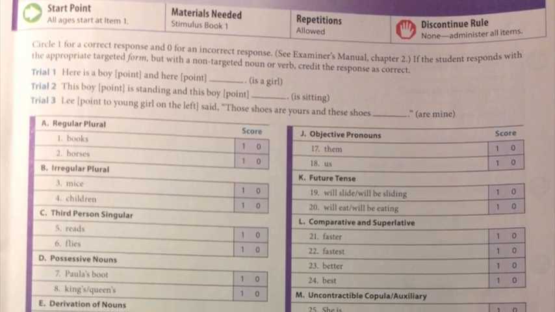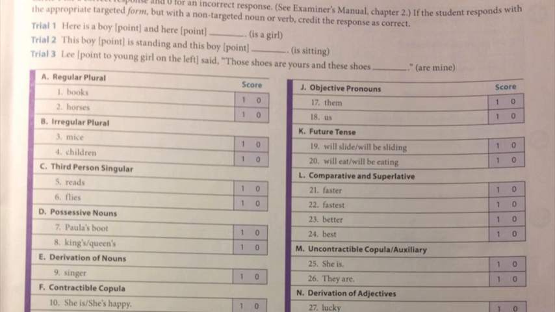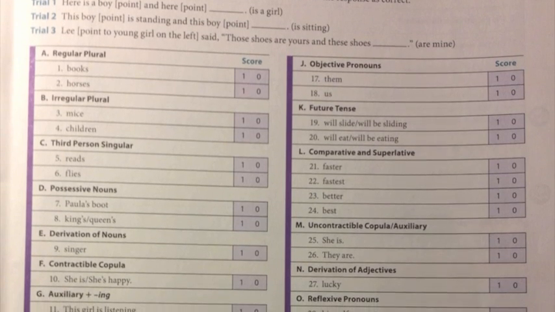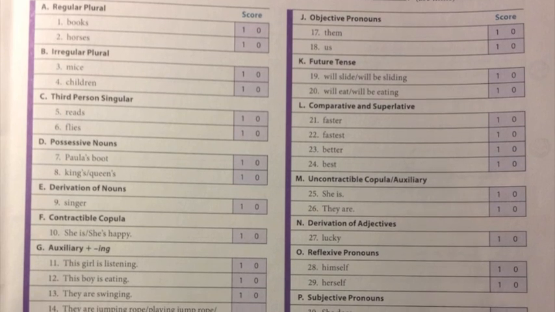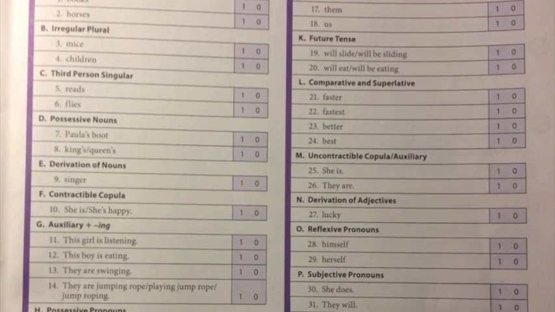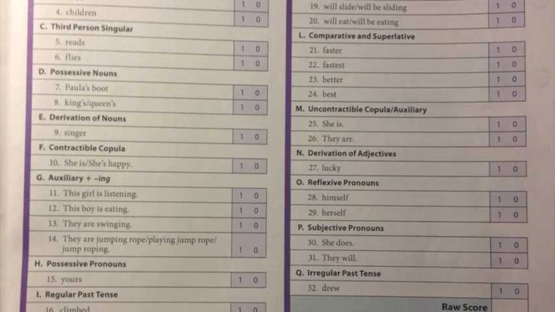Word structure. For each item, score 1 if the student's response is correct, or 0 if the response is incorrect. If the student gives a response that is different from the target response but demonstrates the targeted structure and is meaningful to the context of the item, record and respond and give credit.